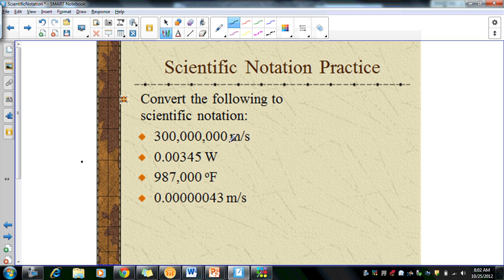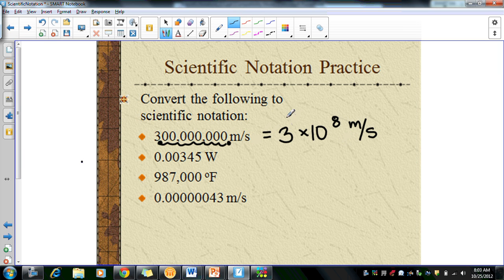So we have an implied decimal spot at the end here, and so we need to jump it 1, 2, 3, 4, 5, 6, 7, 8 places to the left. So now we take our number, which is now 3, and we multiply it by 10 to the exponent. And the exponent is the number of places we moved it. We moved it 8 places.